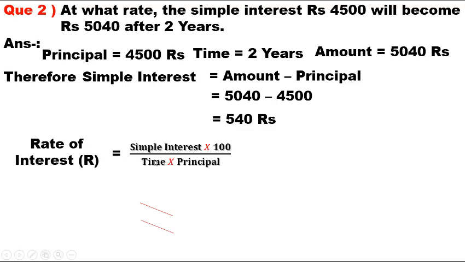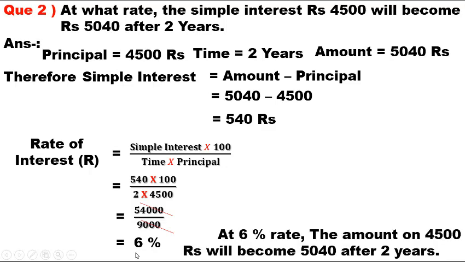Therefore rate of interest is equal to simple interest into 100 divided by time into principal. 540 into 100, 2 into 4500. 54,000 divided by 9,000 is equal to 6. Therefore 6%. At 6% rate, the amount on 4500 rupees will become 5040 rupees after 2 years.